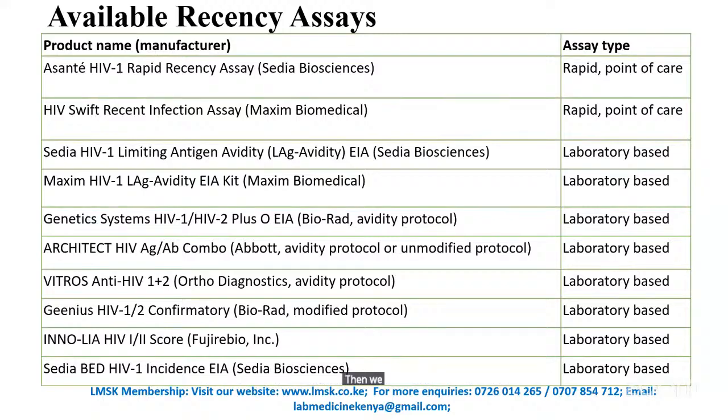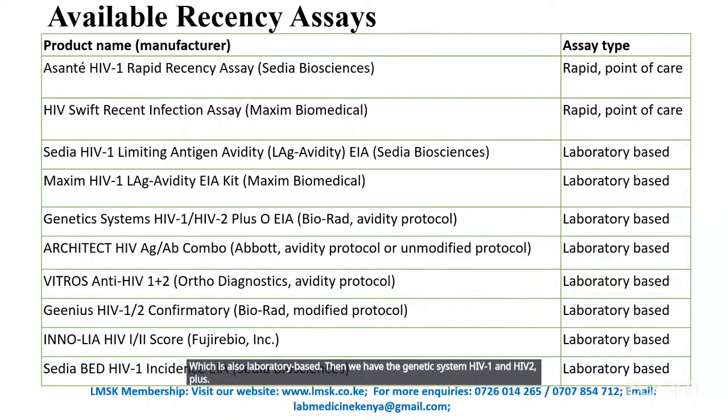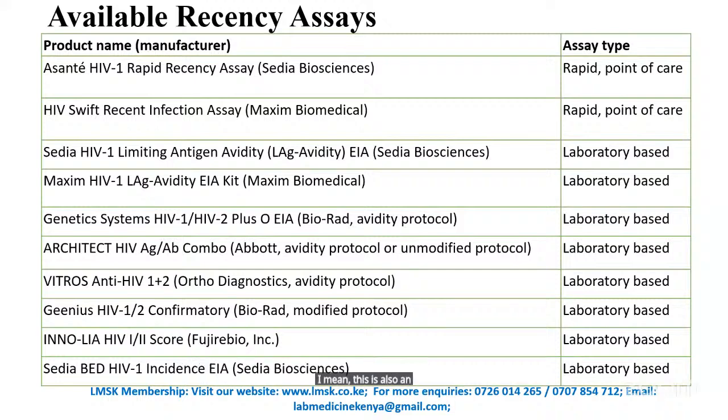Then we have the SIDA HIV-1 Limiting Antigen Avidity. It is an immunoassay. That one is laboratory based. Then we also have another laboratory-based one, the Maximum HIV-1 Limiting Antigen Avidity immunoassay. Then we have the Genetic Systems HIV-1 and HIV-2 Plus. This is also an immunoassay, which is laboratory based.